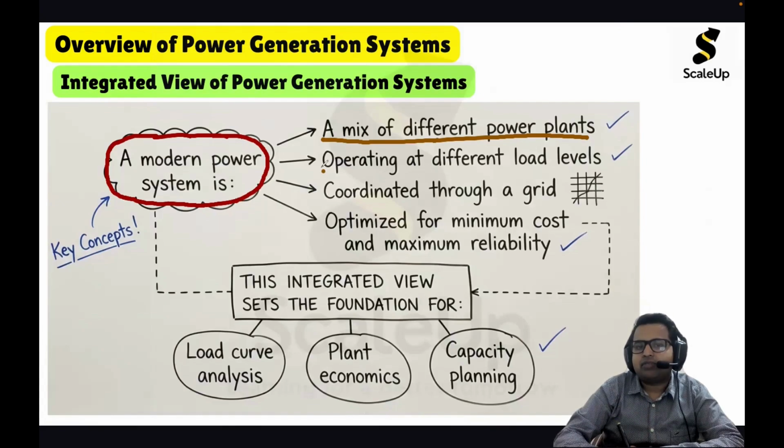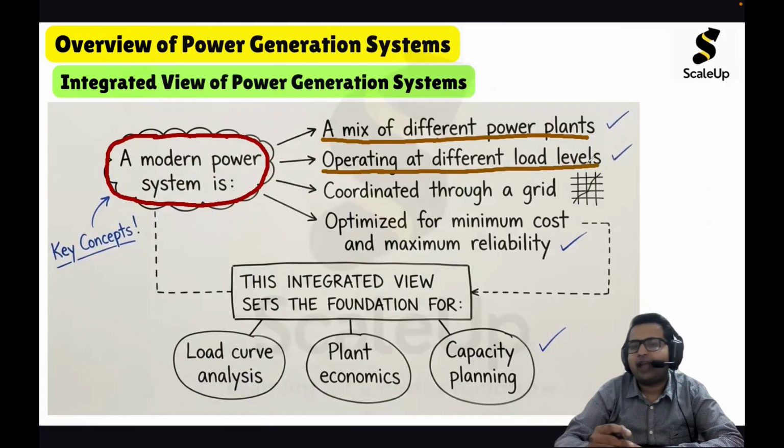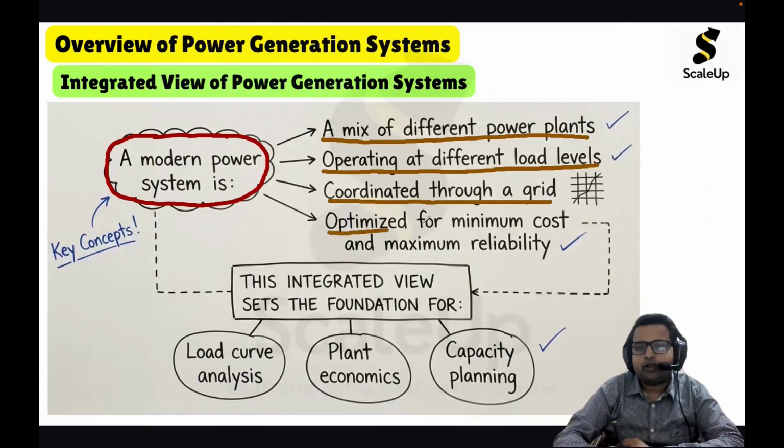The modern power system operates at different load levels. So we have dedicated power plants for base load, peak load, and intermediate load. The modern power system is coordinated through an electric grid, and it is optimized for minimum cost and maximum reliability.